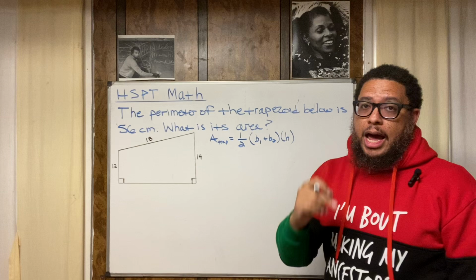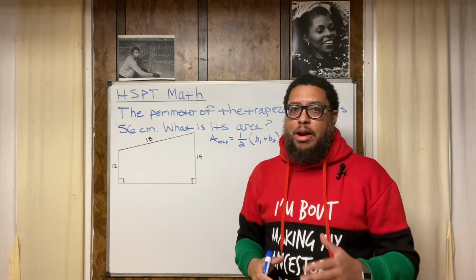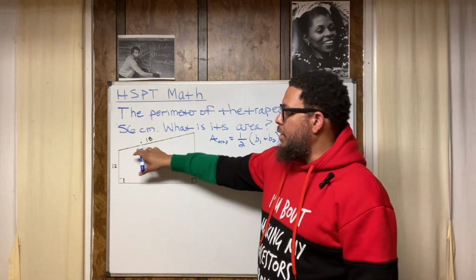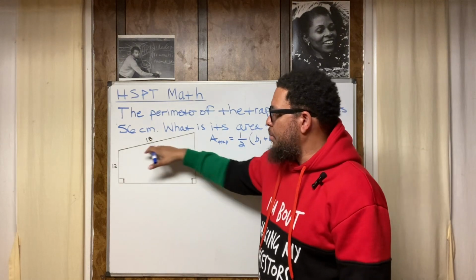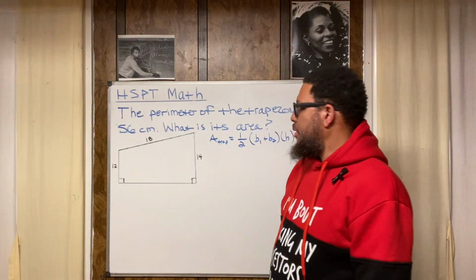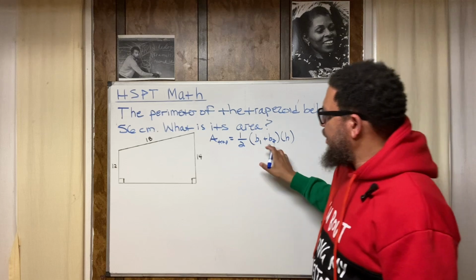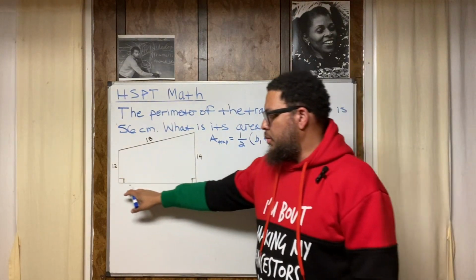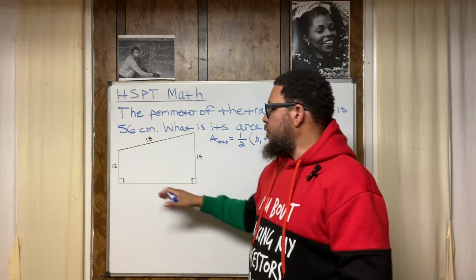Now, what's the height? Put this in your notes: the height is perpendicular to the parallel sides. So this slanted side right here is not the height, because it's not perpendicular to these two sides. This side is perpendicular. In order to figure out the area, we need to know the length of the first base and the second base, 12 and 14, and we need to know the height. We don't know the height though. So this is where the critical thinking comes into play.